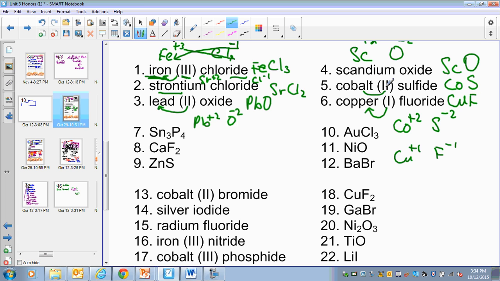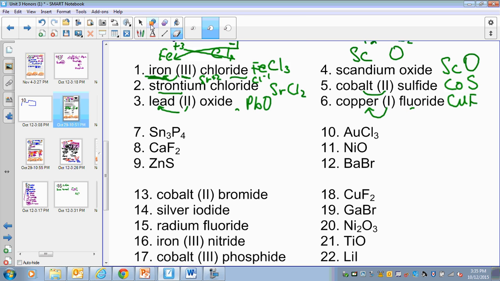So these Roman numerals give you the oxidation number for the metal, for the transition metal. This is not for all of them. It is only and only for transition metals. So let's do some practice on naming the transition metals.